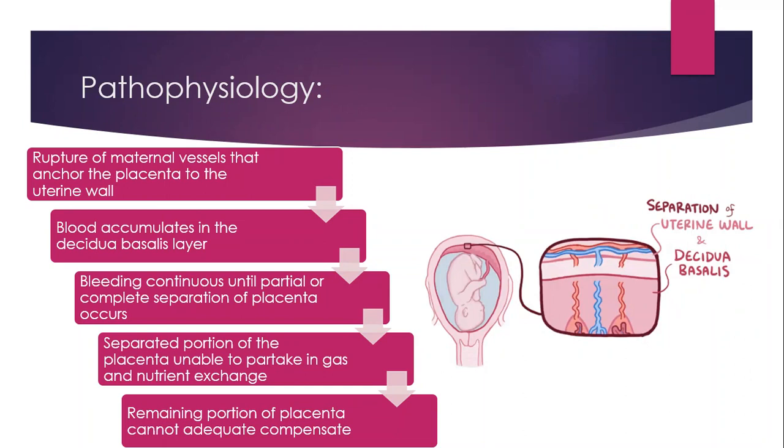Then the separated section does not take part in nutrient exchange or gaseous exchange. So now that part of the placenta is ineffective, so the rest of the placenta needs to basically compensate. But when the separation is significant enough for the compensation to not be able to take place, that is usually when we'll see the fetal compromise and even the maternal compromise.